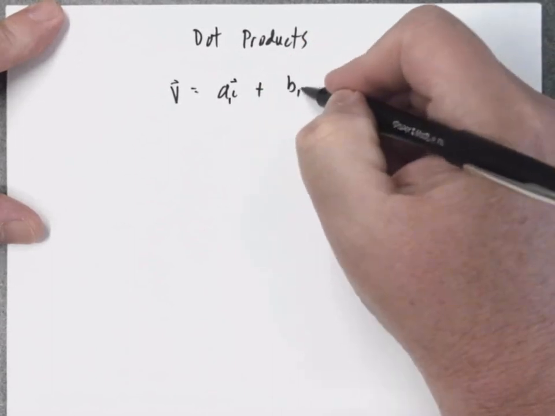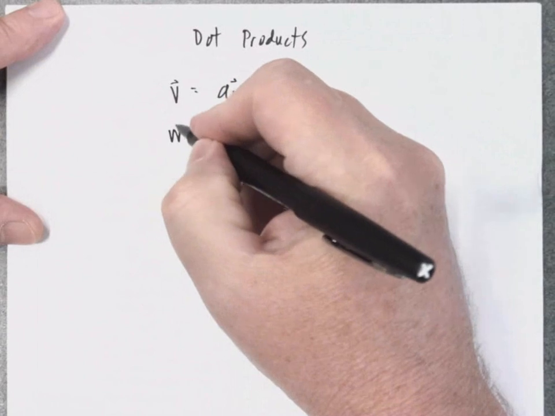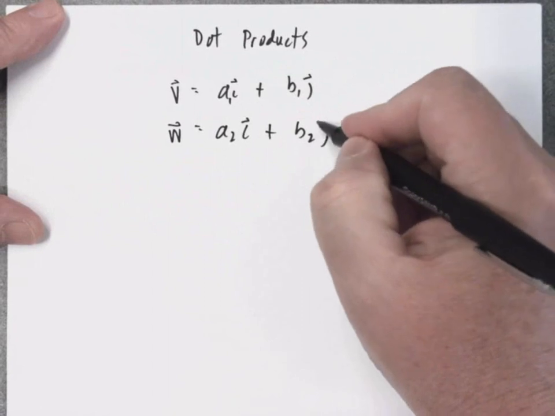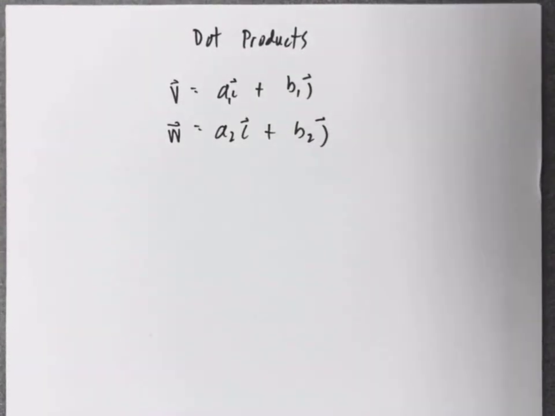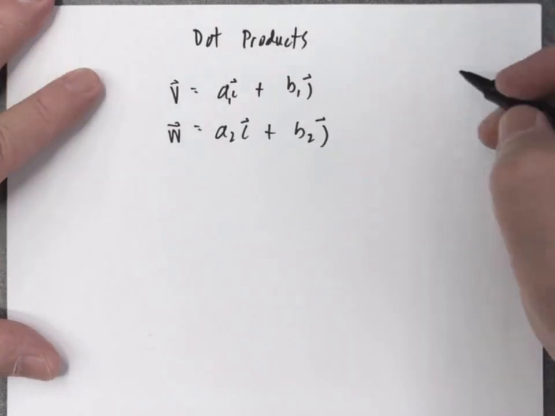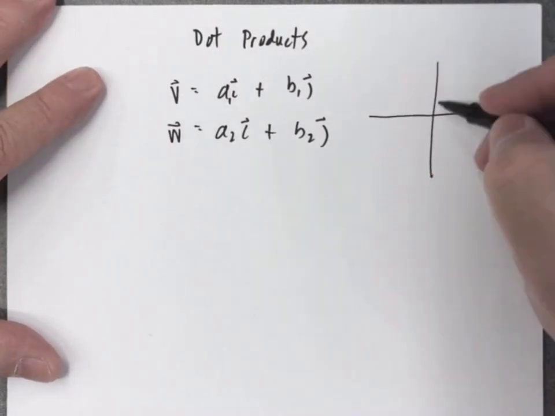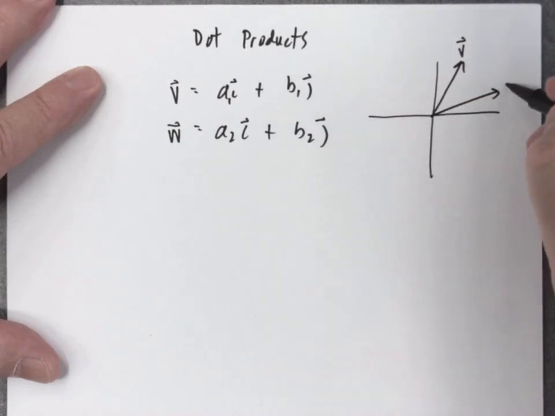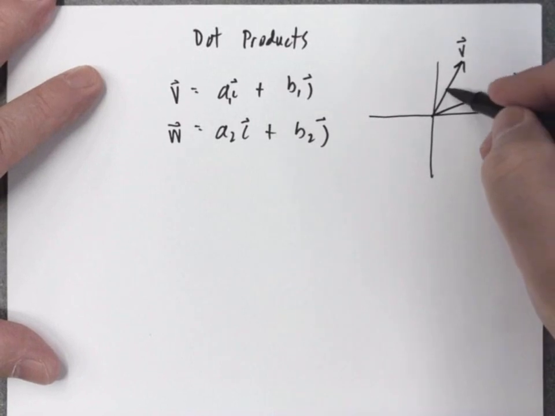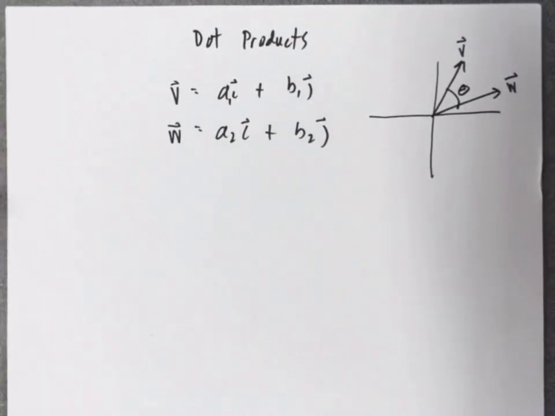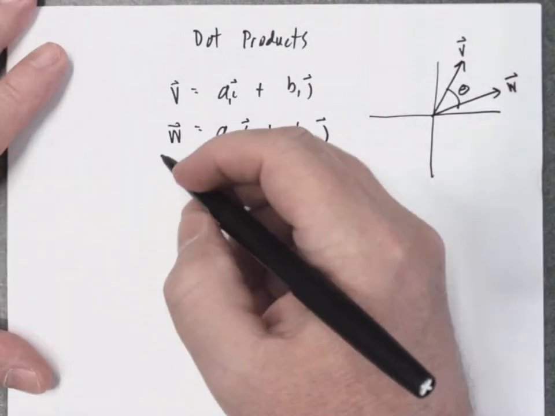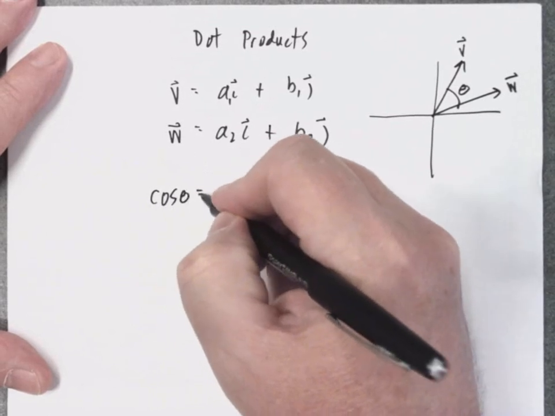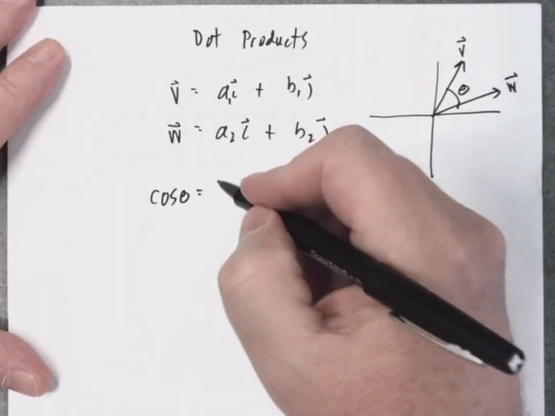we'll call it a1 i plus b1 j, and vector w would be a2 i plus b2 j. So we have two vectors in ij form. So the idea is, if you have two vectors, here's vector v, and here's vector w, and then you have the angle between the vectors. The key equation is this. Here's an equation that we can use to find the angle between two vectors.